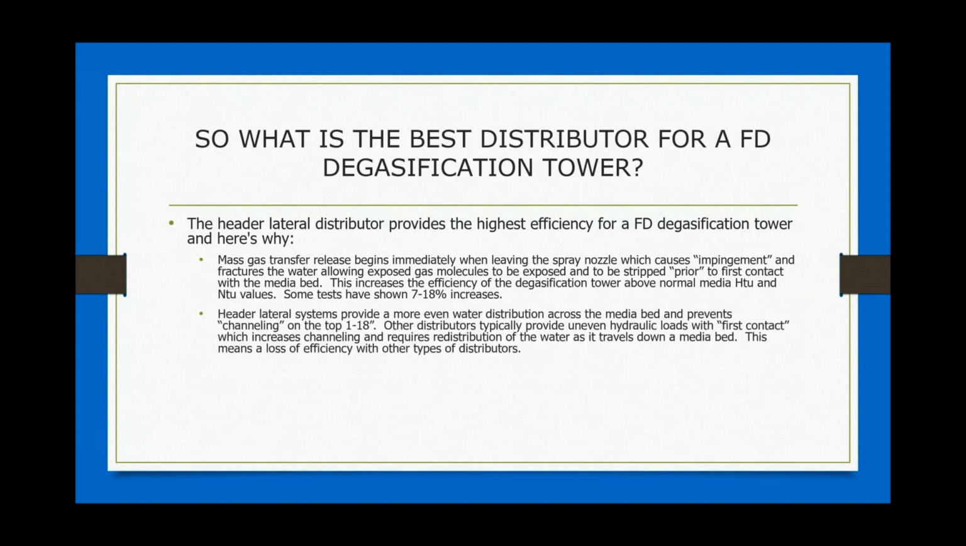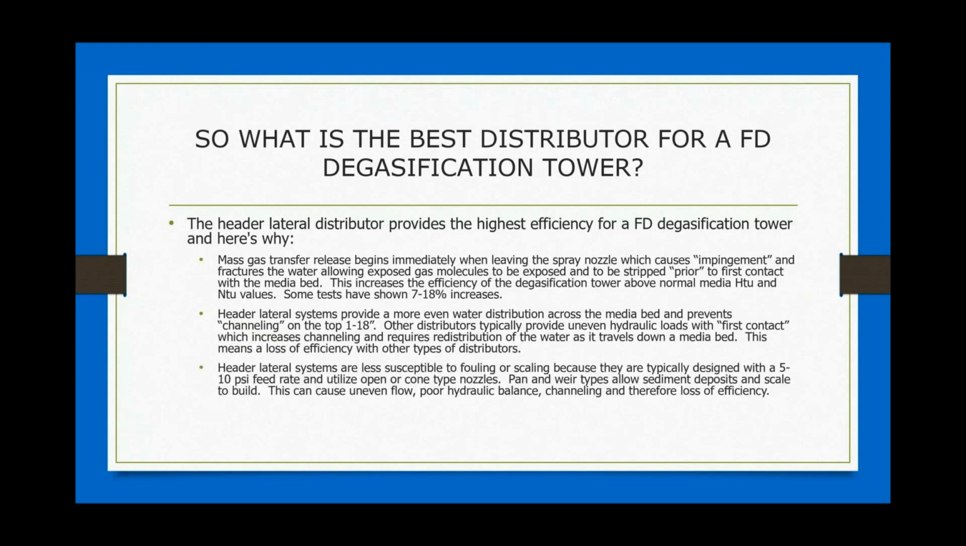The heterolateral system provides a more even distribution across the media bed. It creates that water to air seal, and comes in contact right away with the media, so you're not losing any efficiency of the media, and by avoiding the channeling that requires redistribution of the water as it travels down the media bed. So heterolateral systems are less susceptible to fouling and scaling because they're typically designed with a 5 to 10 psi feed rate.